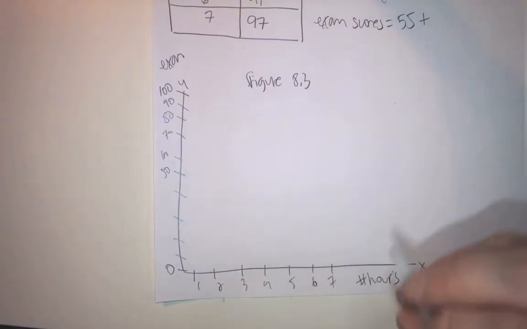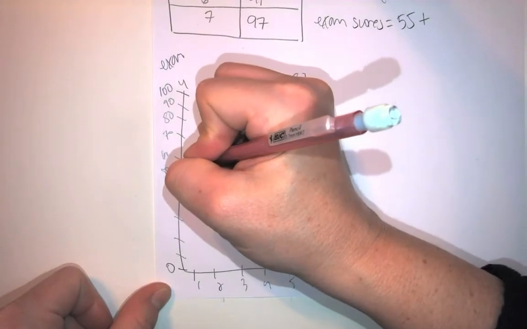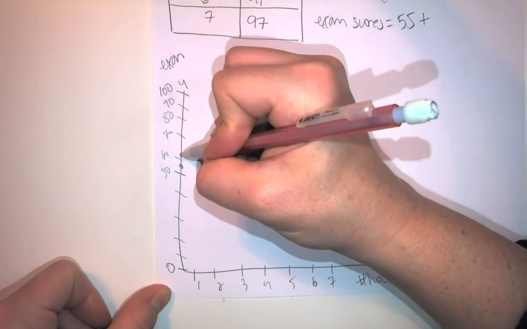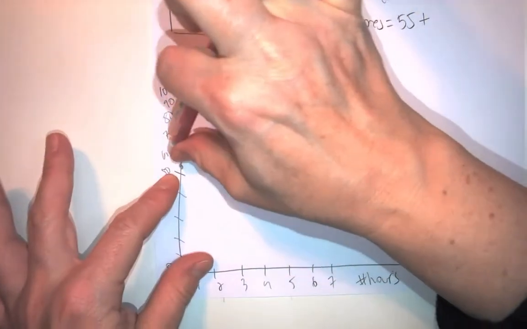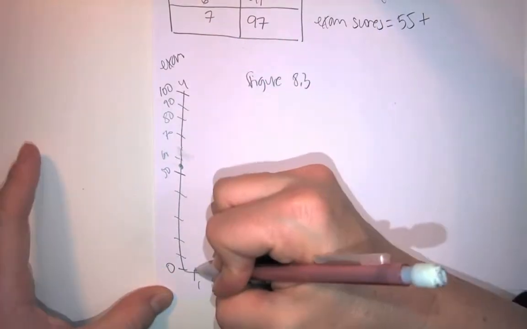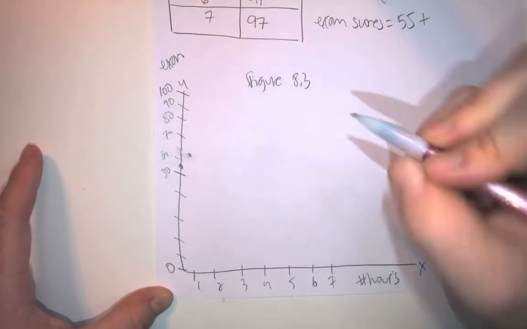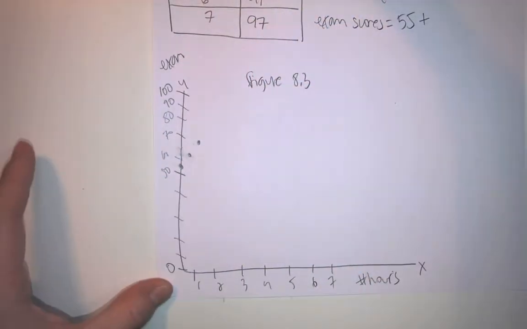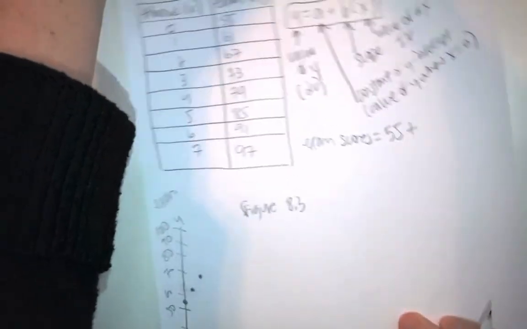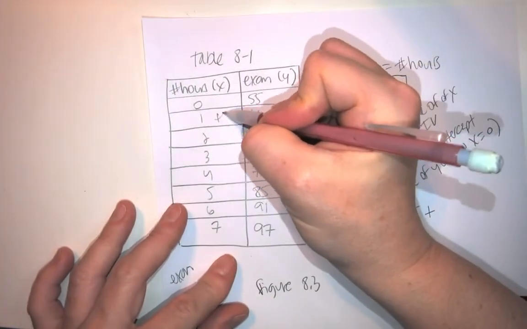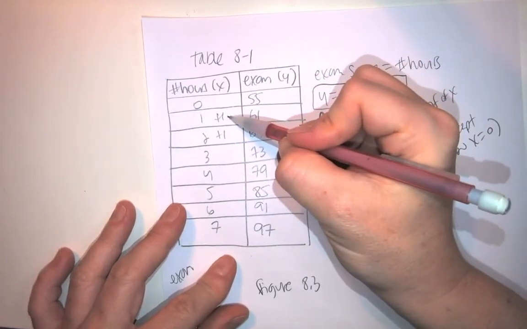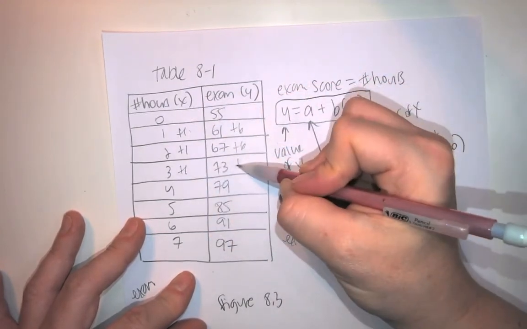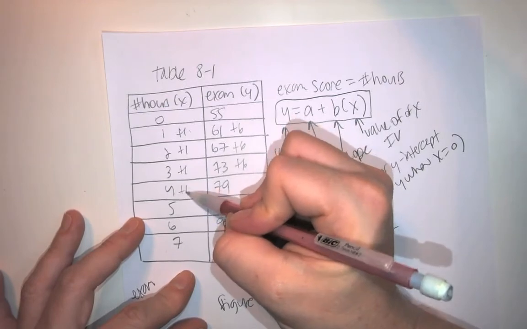So let's plot the data. For 0 hours, we get a score of 55. So we'll do a scatter plot point. For 1 hour, we get 61. For 2, we get 67. And I can start to see a pattern, right? Let me go back up to the table. For every increase in hours studied, I get a 6-point increase on the exam score. This hypothetical is nice and neat to show you how this works.